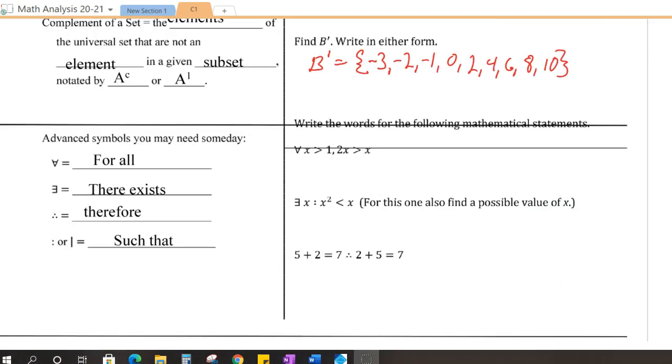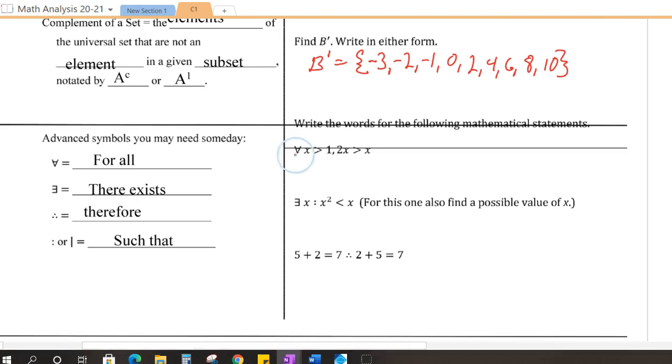Moving on to some other vocabulary that you need to know. We have an upside down A, which means for all, a backward E, which means there exists, the 3 dots in a triangle means therefore, and then we already said that the colon or the vertical line means such that. These are important things for you to understand and know.